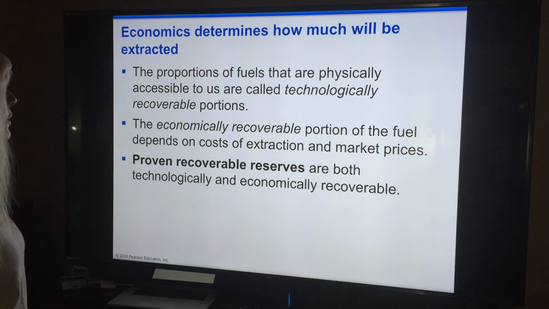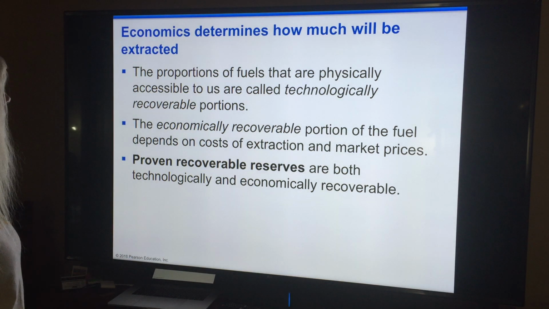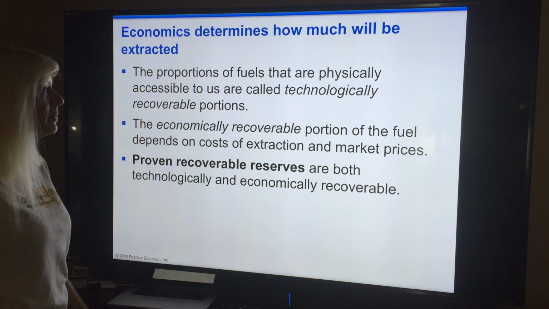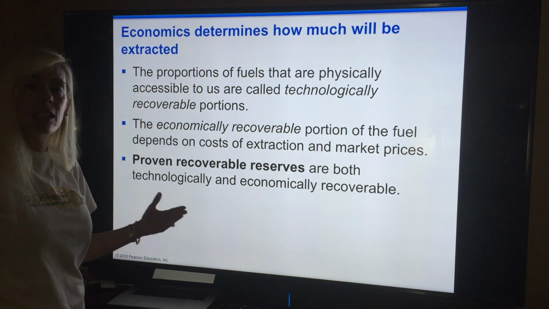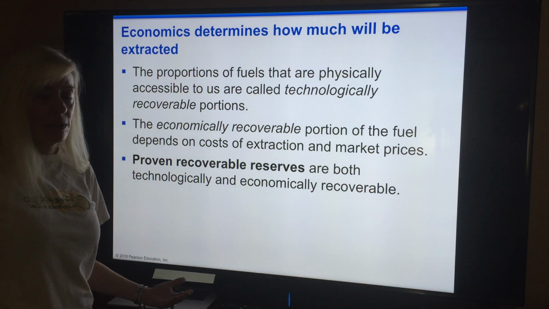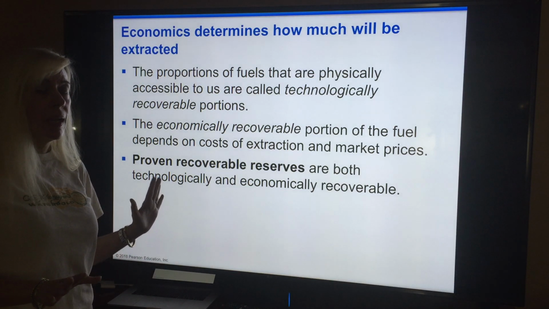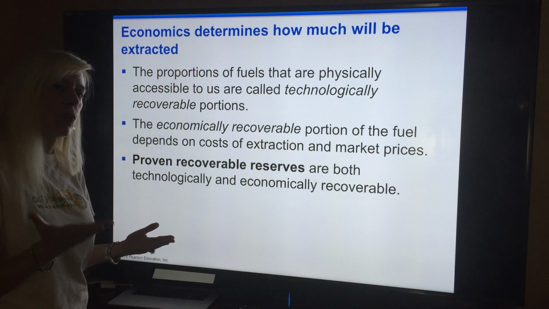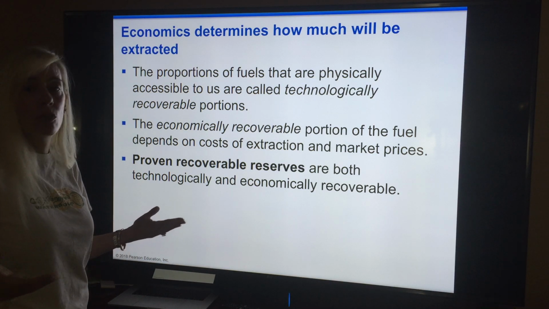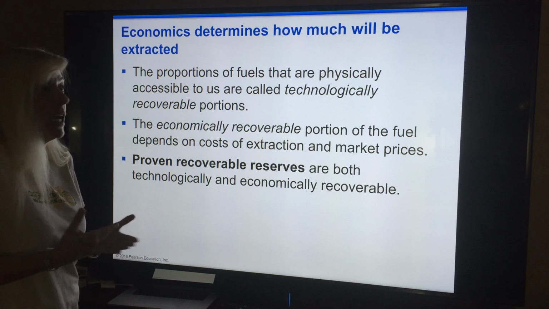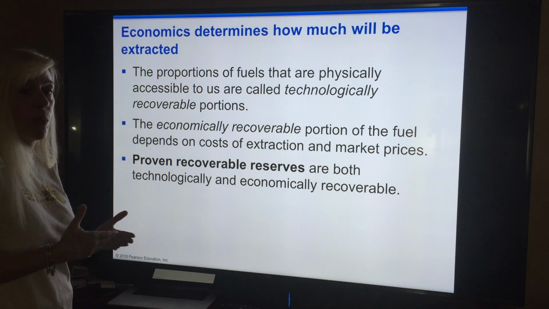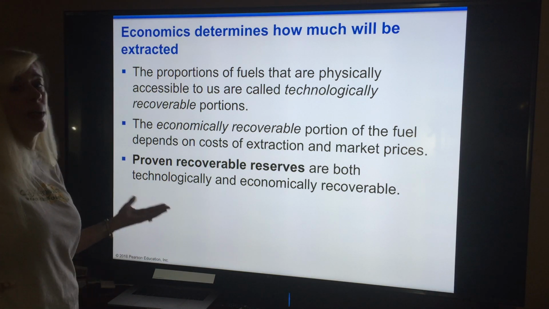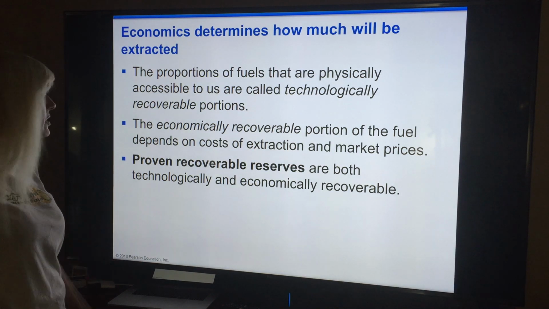So the proportions of fuel that are physically accessible are called technologically recoverable portions. The economically recoverable portions of the fuel depend on cost of extraction and market price. This is what I've been saying all along. It depends on if it's worth the effort. Someone's cranking the numbers as to where they start making a profit, as to whether or not they're going to go and extract shale, whether they're going to do tar sands. Is oil at a price point where we should go and start looking for new oil wells? Okay, all of that is taken into consideration.